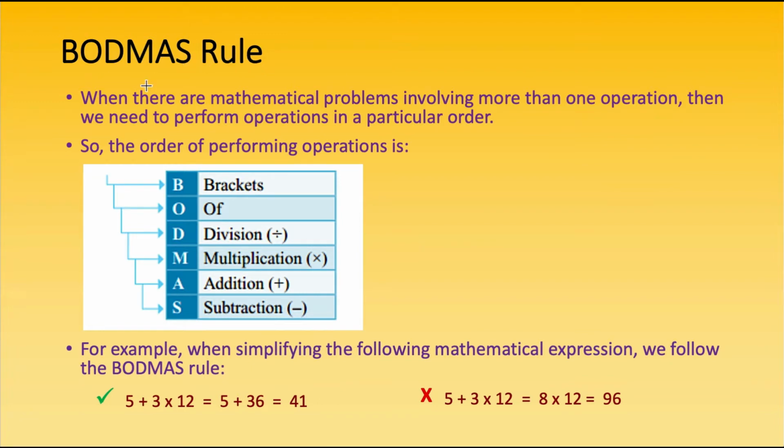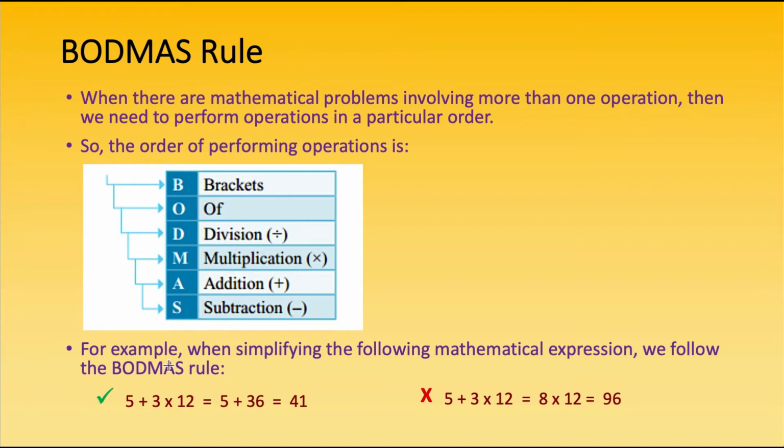So students, when there are mathematical problems involving more than one operation, then we need to perform operations in a particular order. So the order of performing operations is this. This is the BODMAS rule. The terms in this rule are brackets of, division, multiplication, addition, subtraction.